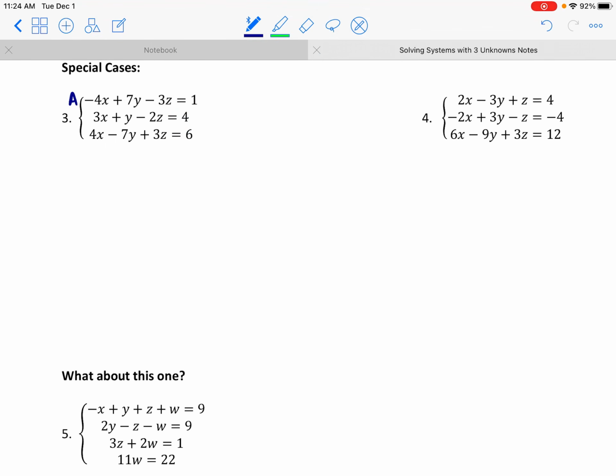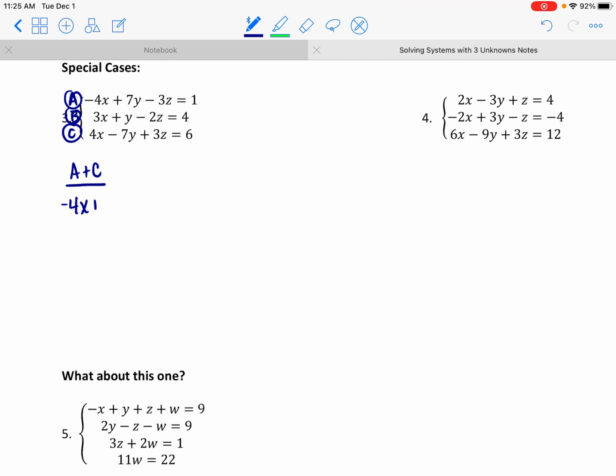So let's call this equation A, B, and C here. Let's add two of the equations together to eliminate a variable. So let's say we choose A and C. Let's add A and C to eliminate those x's. Okay, if I go to add A and C together, what's going to happen is we're going to end up eliminating more than just an x.